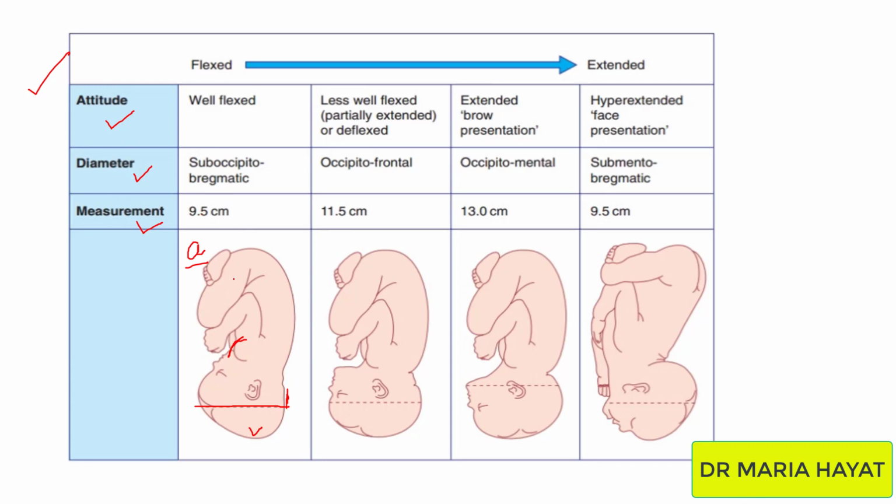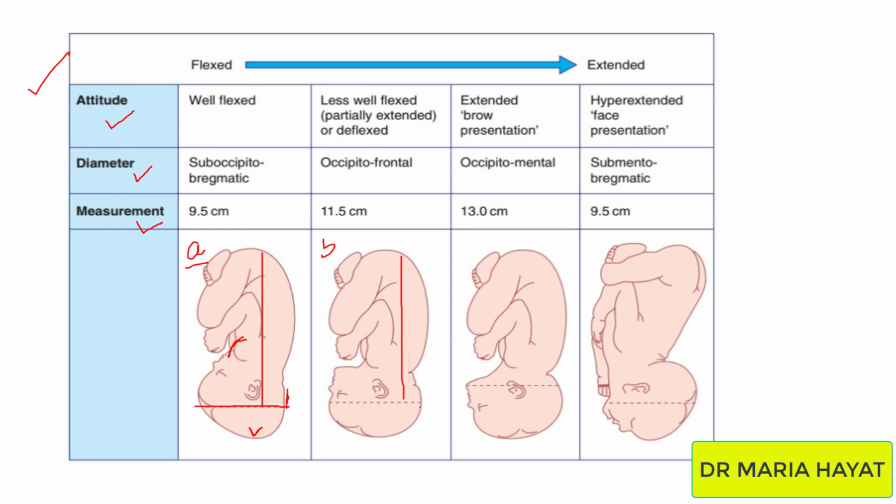So what you should know about this image? Number one thing, what is the lie? The lie is longitudinal. Number two, what is the presenting part? The presenting part is vertex. What is the presenting diameter? The presenting diameter is suboccipitobregmatic. What is its measurement? It is 9.5 centimeter. In image B, the lie is longitudinal.